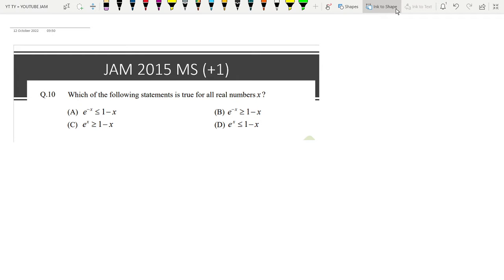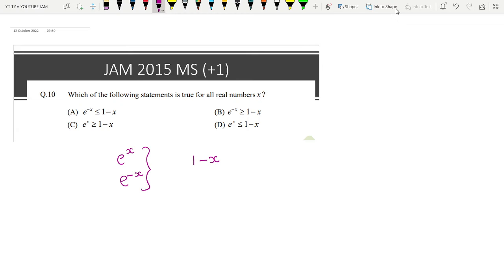So there are three types of functions that I observe. On one side I am having either e raised to x or e raised to minus x, and on the other side I have just 1 minus x. And I have to see the relation for all real numbers.